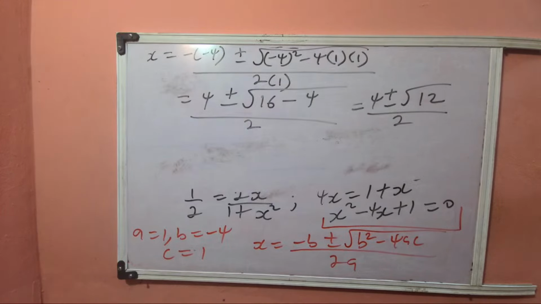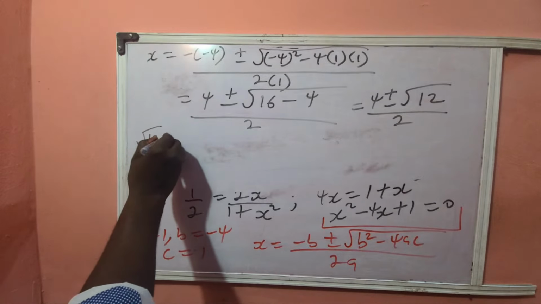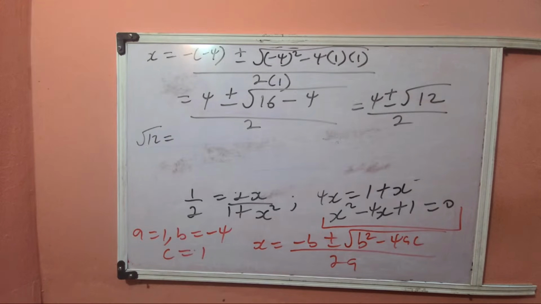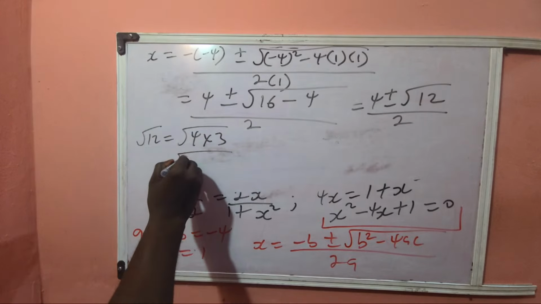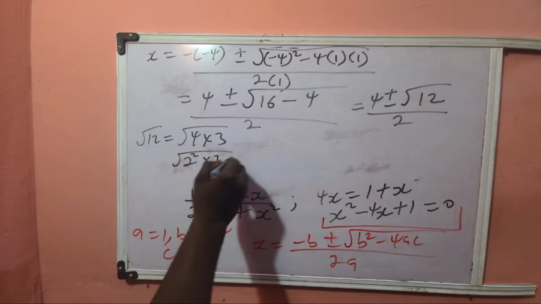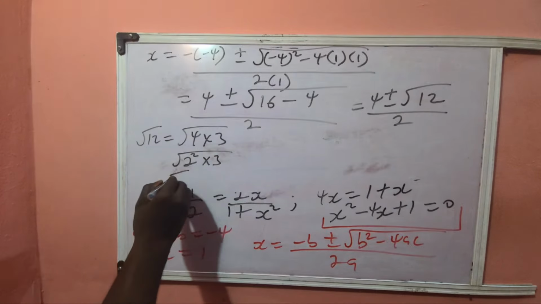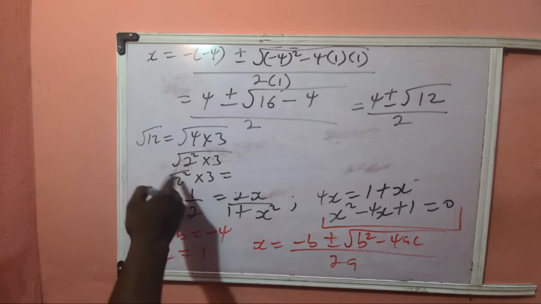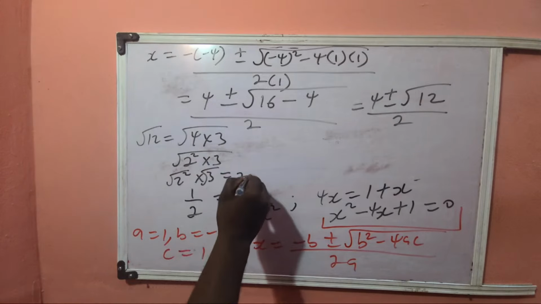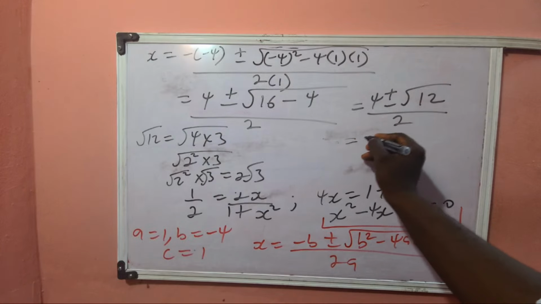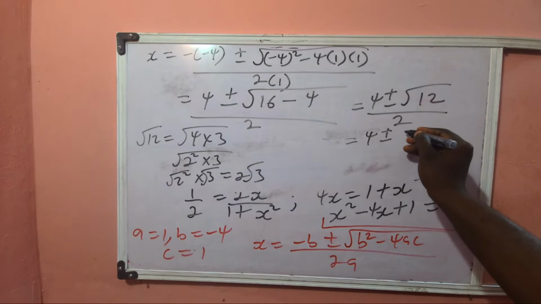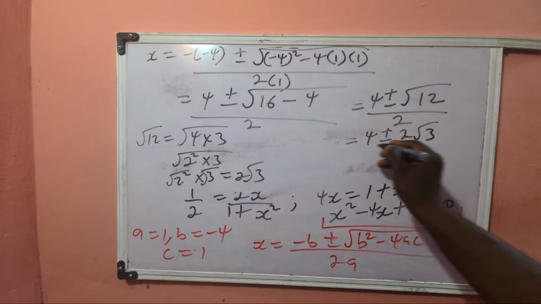I'm sure with your understanding of surds, you agree with me that I can write root 12 to be the same thing as 2 root 3. Obviously, that will be the square root of 4 times 3, which is the square root of 2 squared times 3, which will be 2 root 3. So my square root of 12 is the same thing as 2 root 3. So I can go on to write this as 4 plus or minus 2 root 3, over 2.